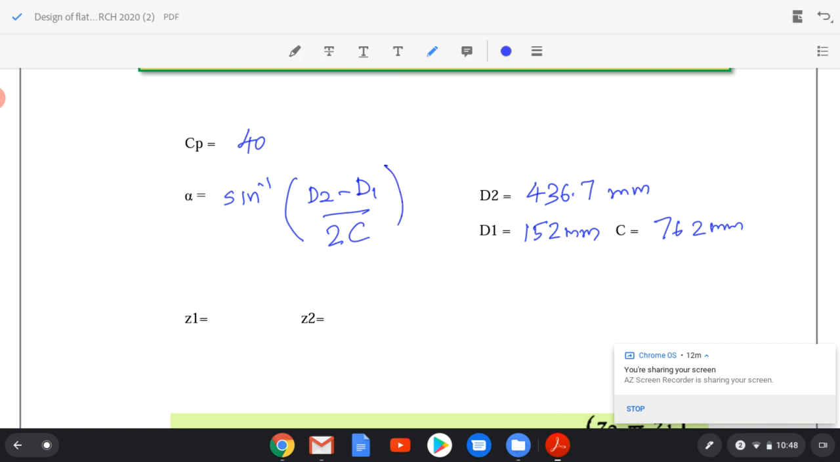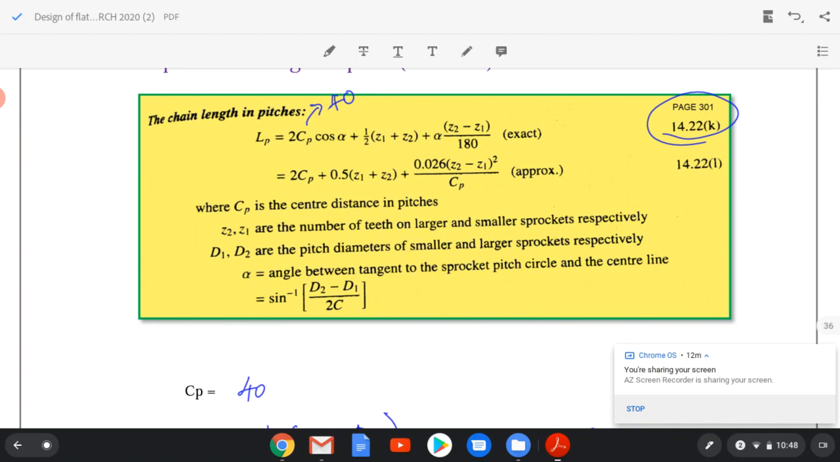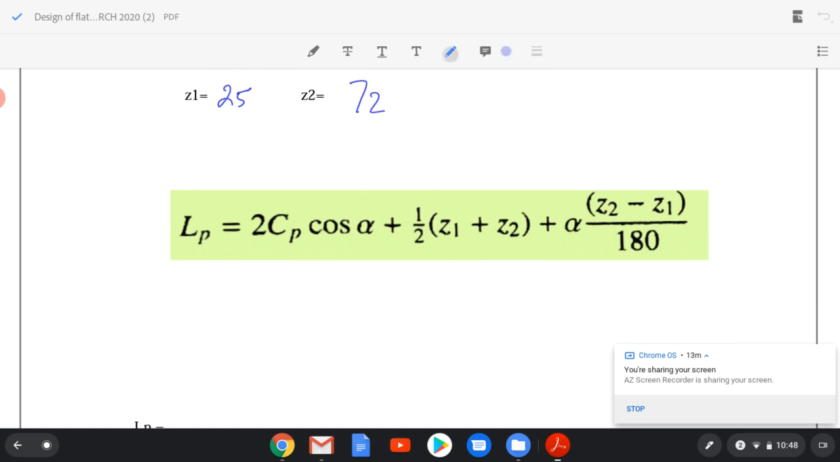I will get alpha equal to 10.8 degrees, Z1 equal to 25, Z2 equal to 72. I can substitute all those values in this equation. I will get Lp equal to length in pitches. So we substitute those values: Cp equal to 40, alpha equal to 10.8 degrees, Z1 equal to 25, Z2 equal to 72.